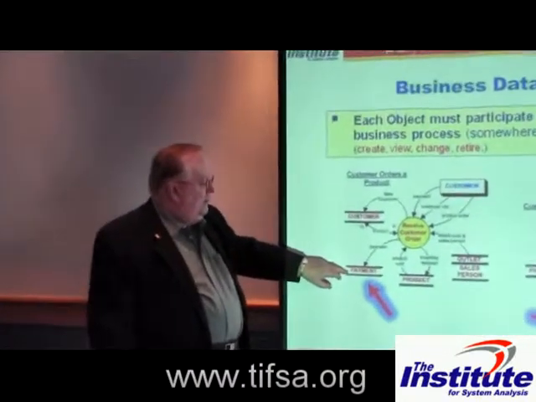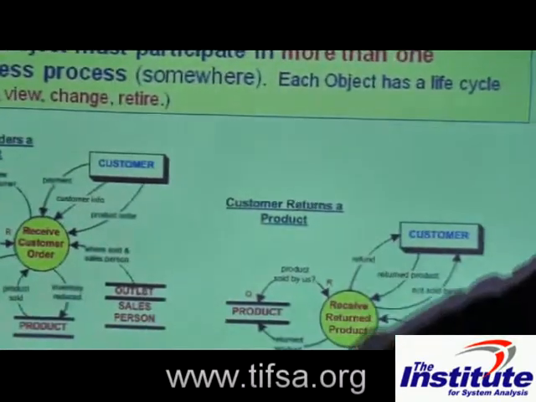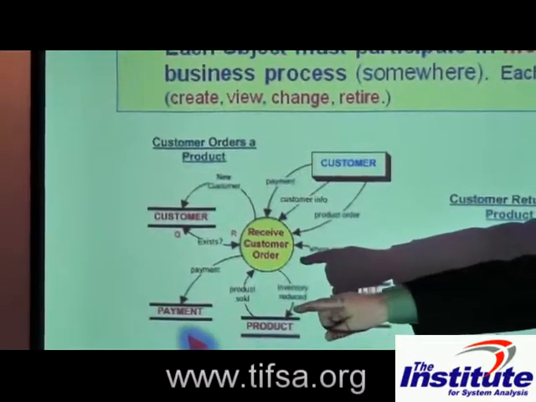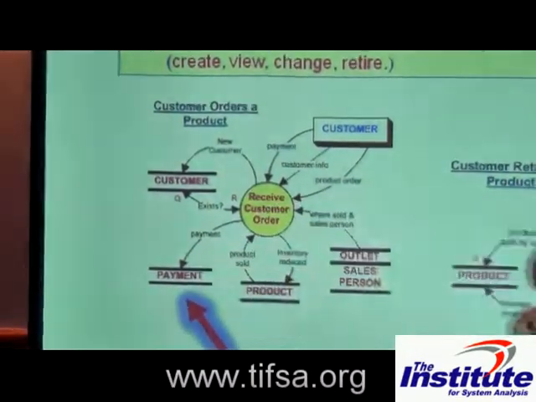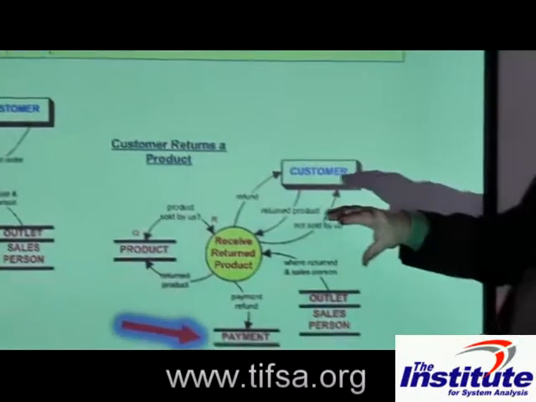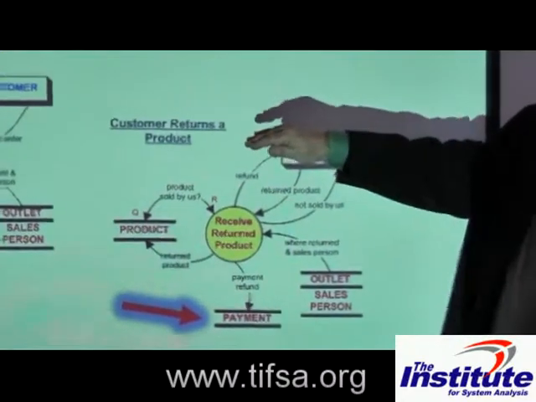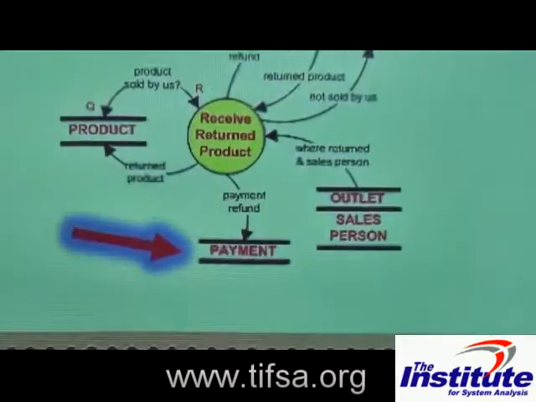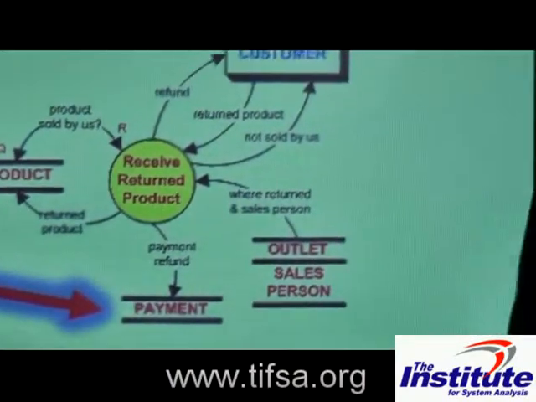Well, if we create a payment record, somewhere else we've got to access it. And here, in this example, we have the customer orders a product. So we receive the customer order, we get the payment from the customer here. And then this one here, it's a different process. The customer returns a product. So we receive the return product, and we keep track of the payment refund. It's got to be referred to in more than one place. Otherwise, something's missing. And we're going to talk again about that a little bit later on.